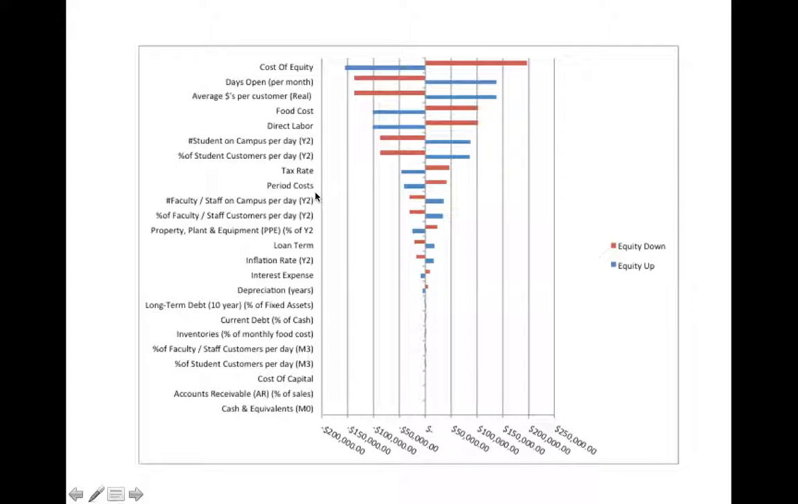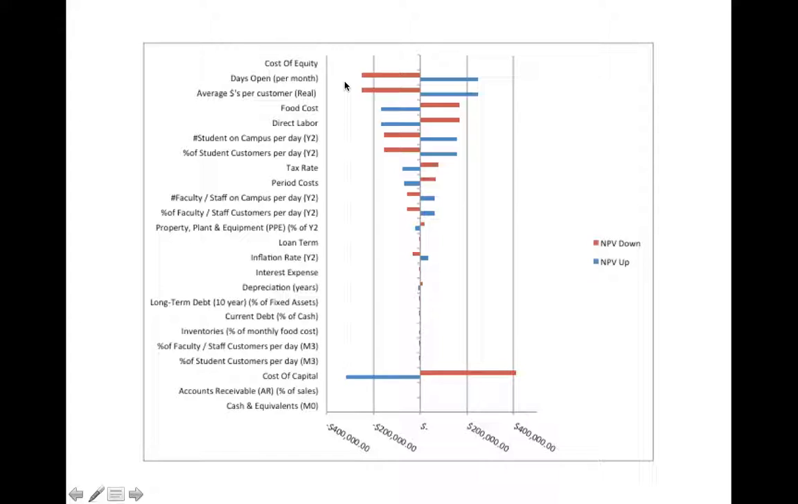So on an NPV basis, you see the same sorts of factors are relevant. Cost of equity doesn't show up because we've got really cost of capital down here now. And we are sensitive to that, which embeds the cost of equity as well as the cost of debt. And so you can see that swings the value quite a bit, but basically the same sorts of factors.